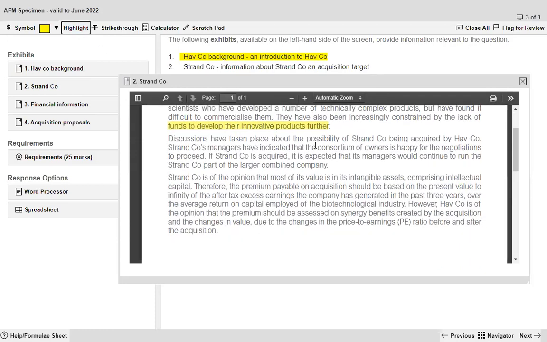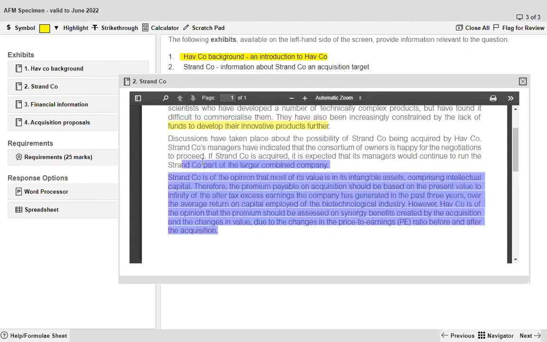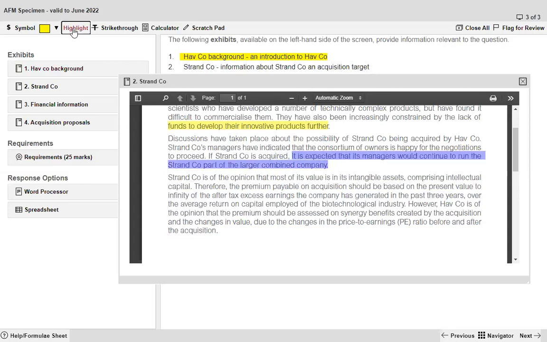Discussions have taken place about the possibility of the Strand company being acquired by Hav company. The Strand company's management have indicated that the consortium of owners is happy for the negotiation to proceed. If the Strand company is acquired, it is expected that its managers would continue to run the Strand company as part of the larger combined company.